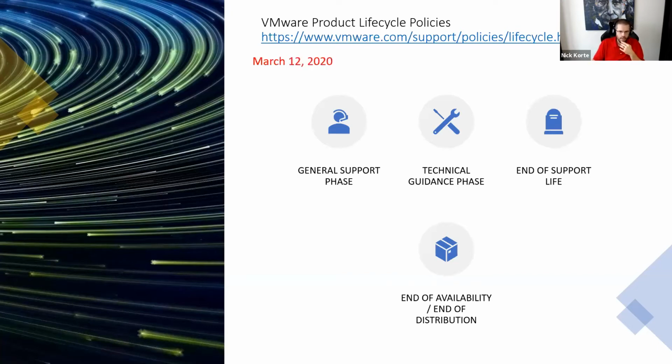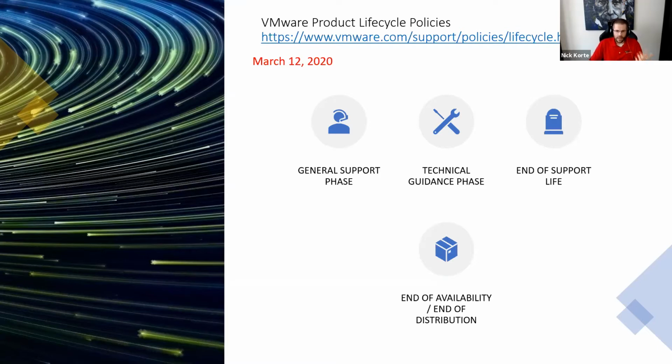I'm wondering if anybody can come off mute and tell me the significance of this date. Anybody know the significance of that date? We all went under lockdown for COVID. You're close. You're close. It's actually my 15-year wedding anniversary, but it is also the end of general support for vSphere 6.